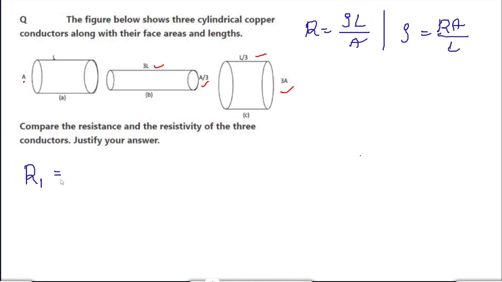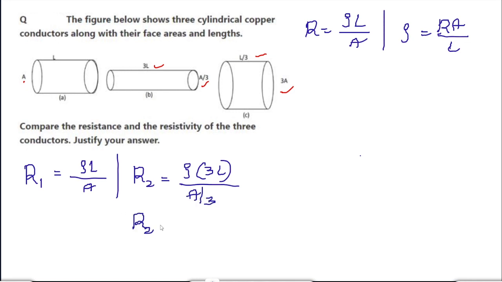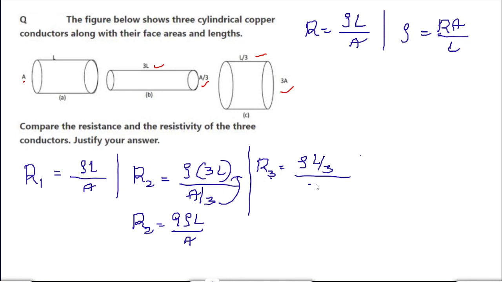So first let's talk about R1. Rho is constant, and the length is L and area A, so R1 is rho L by A. And what about R2? Again rho into L, which is 3L, by A, which is A by 3, right? Then R2 equals 9 rho L by A, because the denominator of the denominator will become the numerator. Then R3 is simply rho into L by 3, by A, so R3 equals rho L by 9A.